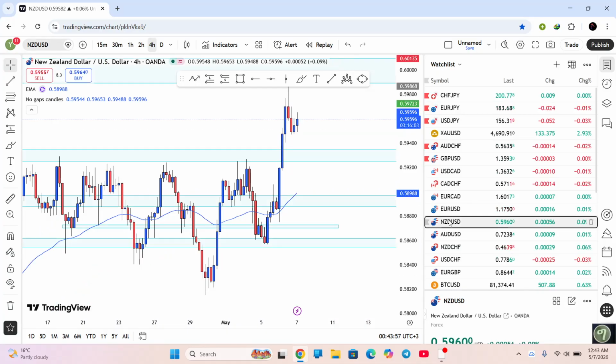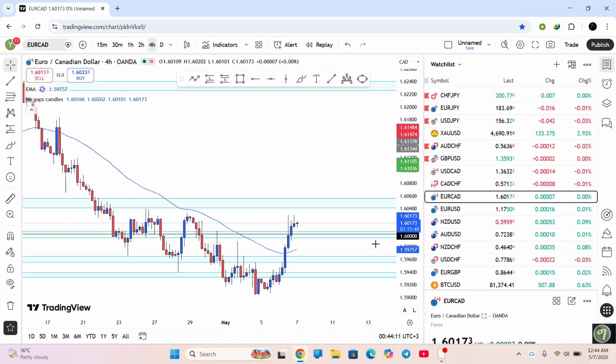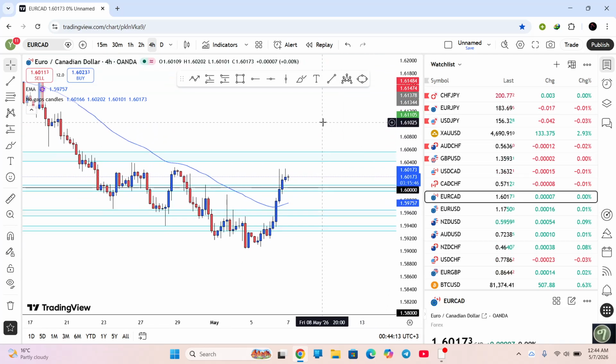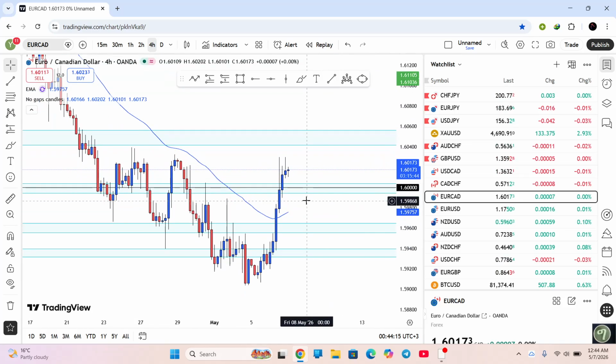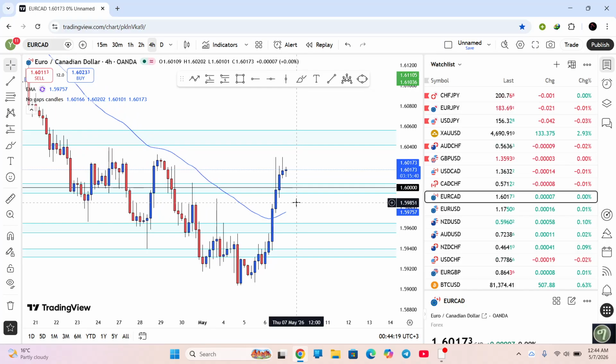NZD also, the same thing here: break, retest. I was waiting for a deeper retest and rejection over here, but it just left. USD also, it just left. It did not give me the chance to enter this trade. I never take a trade on Asia session right when the daily candlestick opens. I always take a trade, the earliest I take a trade is on pre-London session.